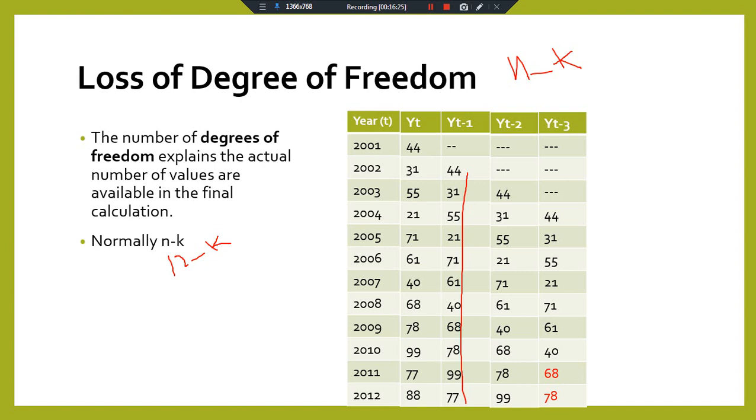So this is all about our lagged value and differenced value.